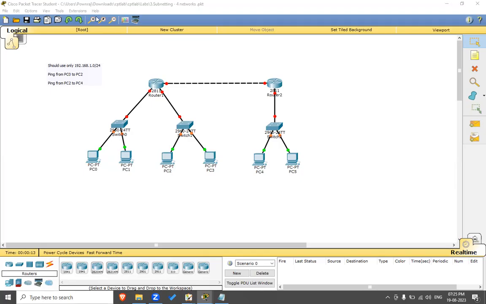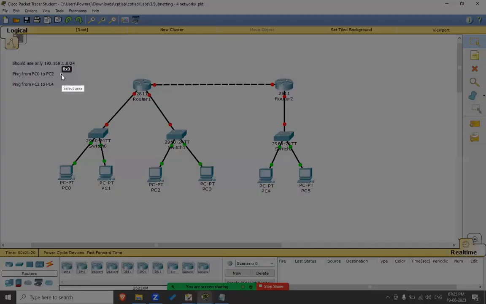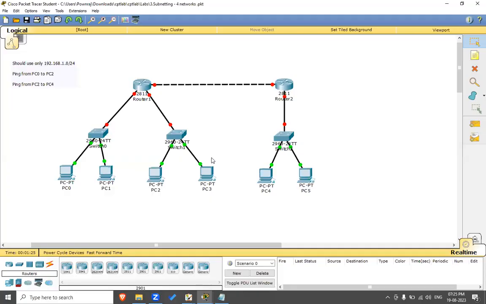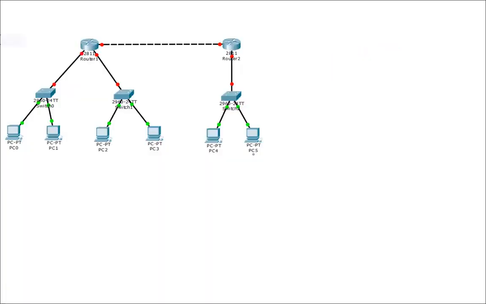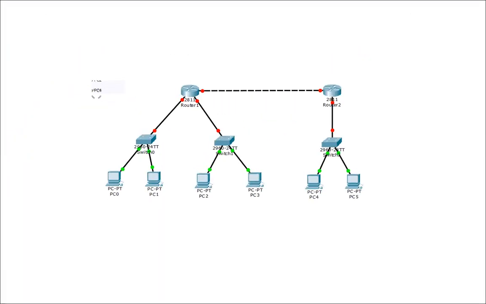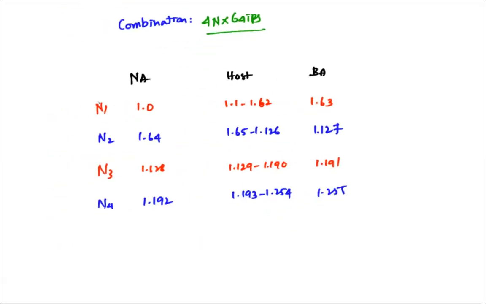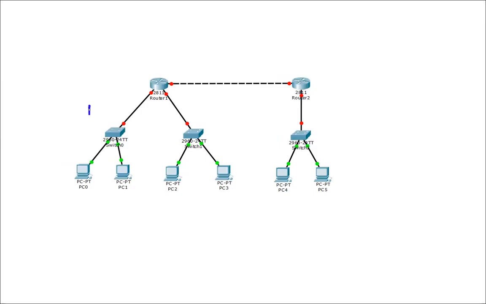Now I'll just give you the logic, right? How do we design this? This topology needs four networks. So how can I use those four networks over here? These are the four networks that we got. We're going to use these four networks in this topology. How many networks do we need here? We need network number one here, we can use network number two here, network number three here, and network number four here.